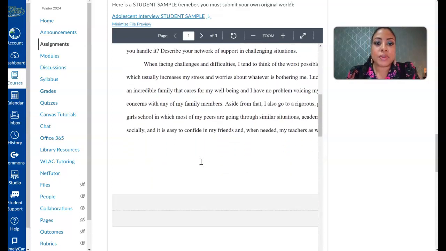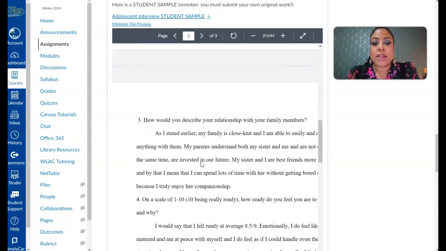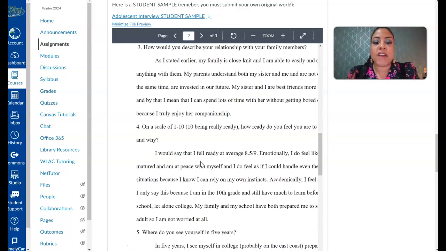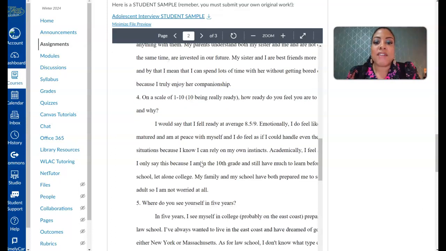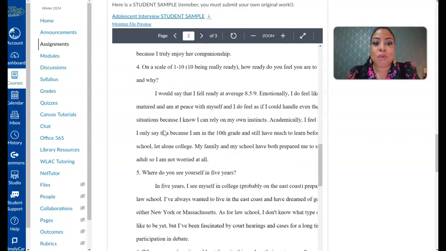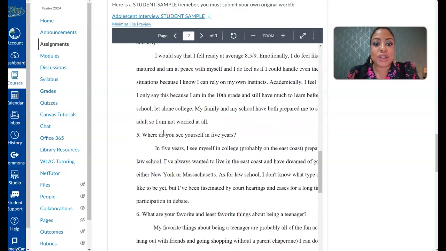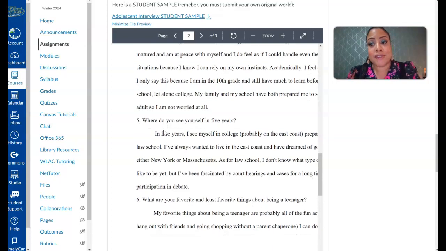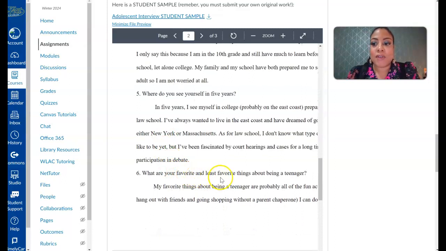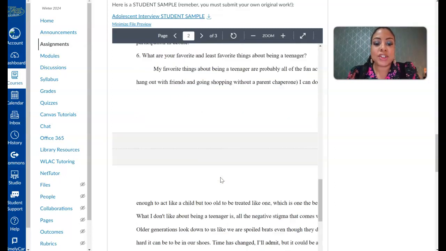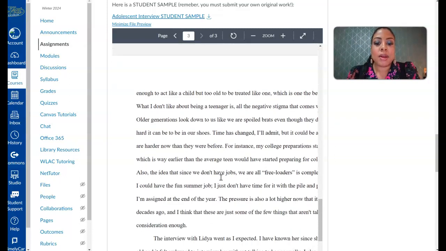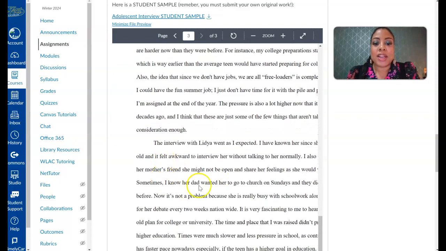Question number 2, faced with difficult challenges. Number 3, relationship with family members. Love how these are labeled and numbered so that I can easily identify the question and the answers right below it. Number 4, how ready are you to become an adult? Number 5, where do you see yourself in 5 years? And number 6, favorite and least favorite things about being a teenager. And then wrapping it up, down below is your reflection.